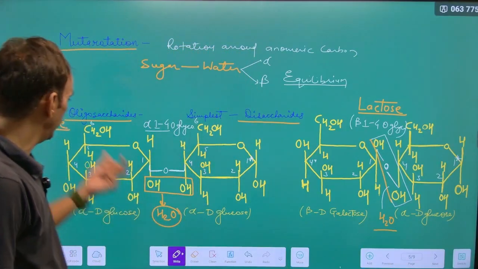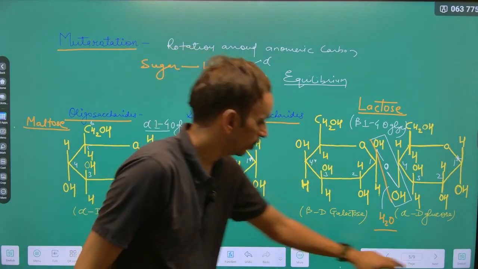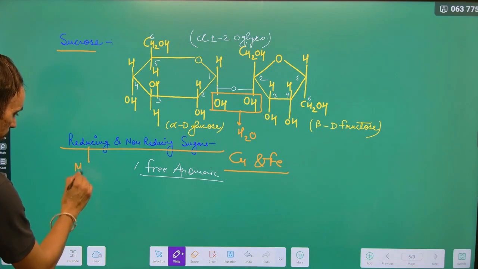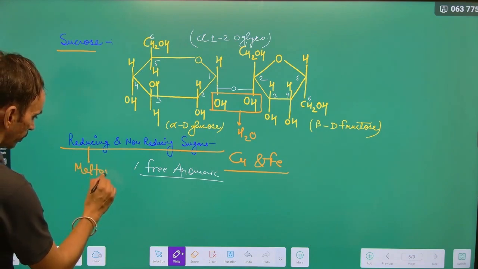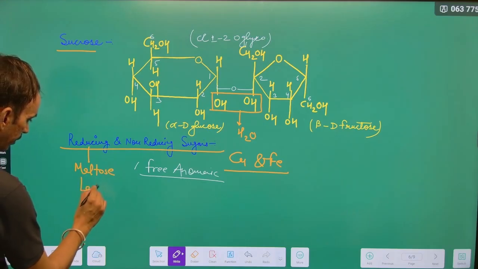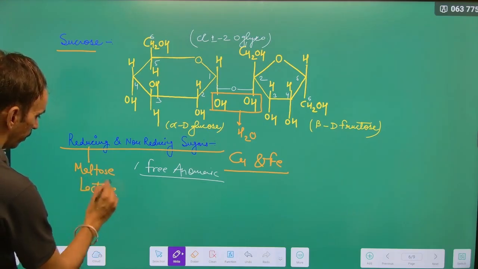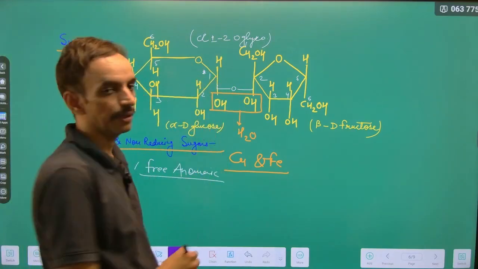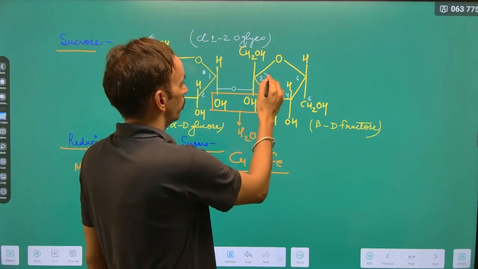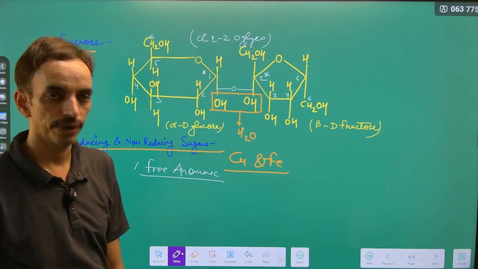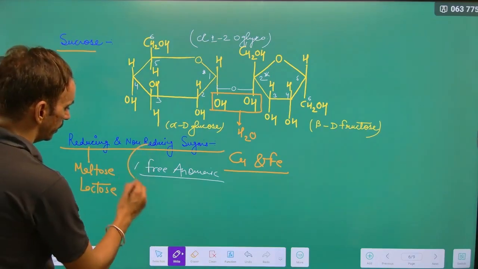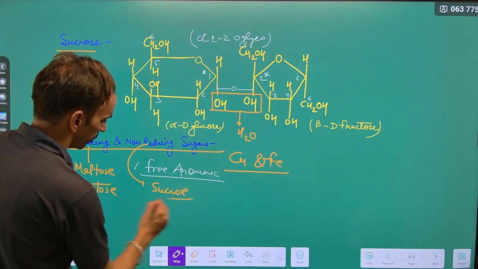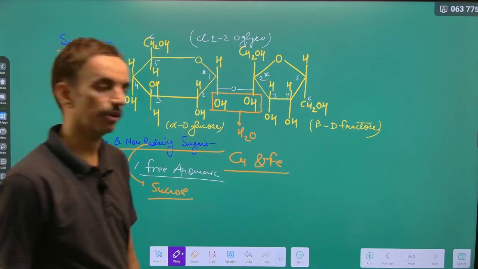So we can say that maltose and lactose are the reducing sugars, while in the case of sucrose both anomeric carbons, that is carbon number 1 of glucose and carbon number 2 of fructose, are involved in the bonding. That's why they are known as non-reducing sugar. So this is the concept of reducing and non-reducing sugar.